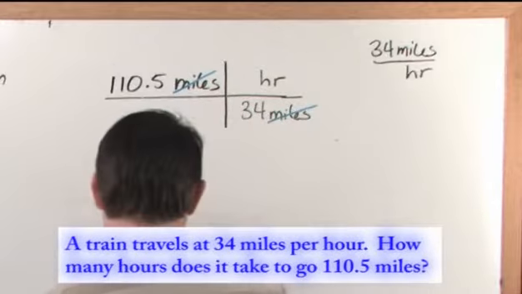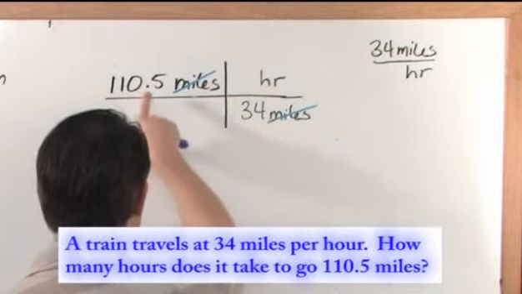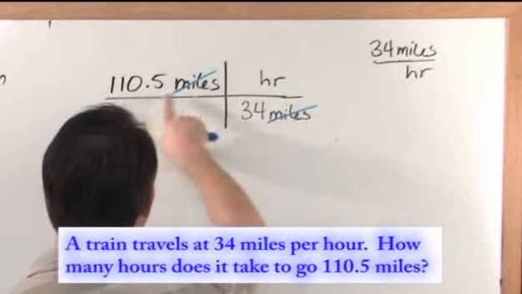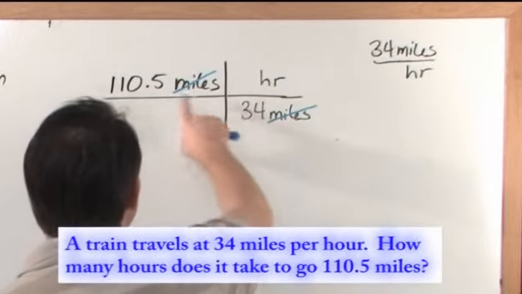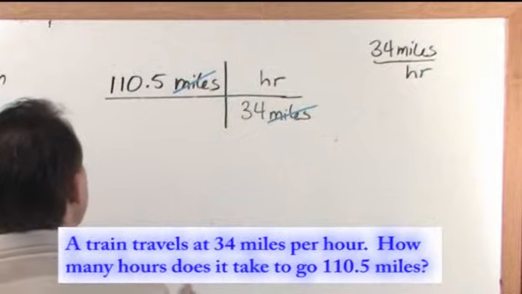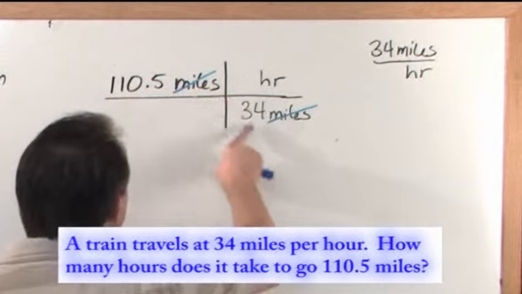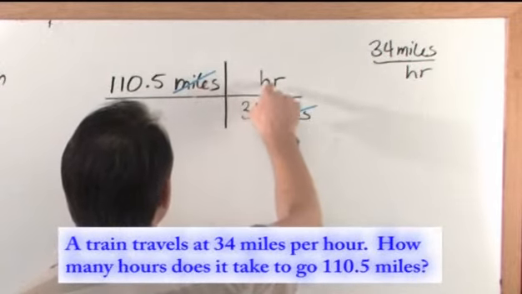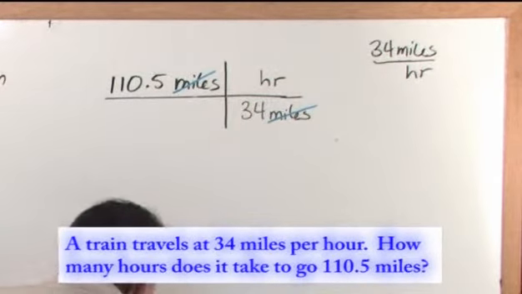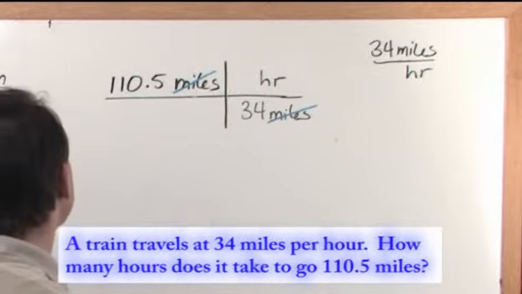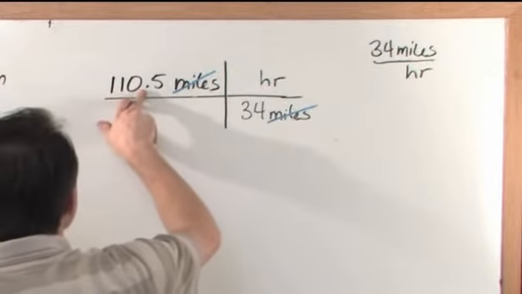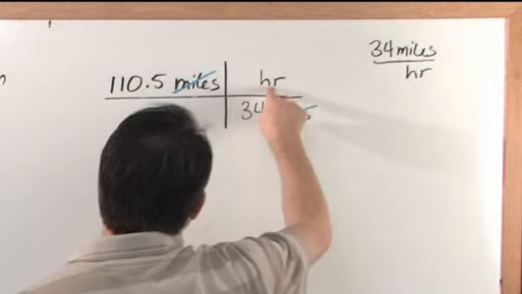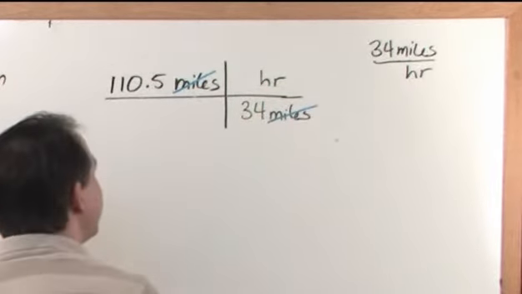They cancel, they just disappear, okay? So because this is on top and this is on bottom, this is division here, okay? Anything on the top and anything on the bottom is divided by one another. So by putting it this way, you know that you must divide by 34, because that is the only way that the units come out to hours, okay? So you can always use your units to help you figure out what to do. So if you take 110.5 and you divide it by 34, the units will cancel so that you'll have hours left over, and hours is what you want.